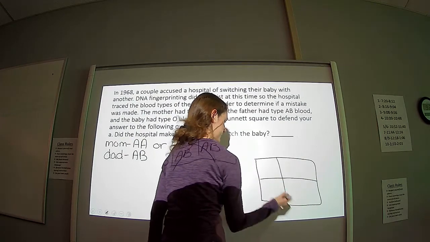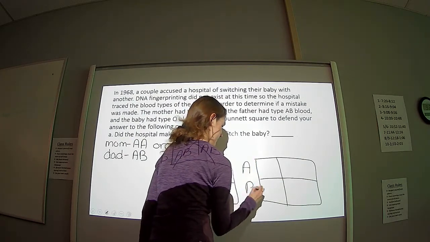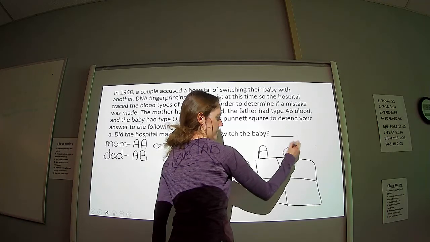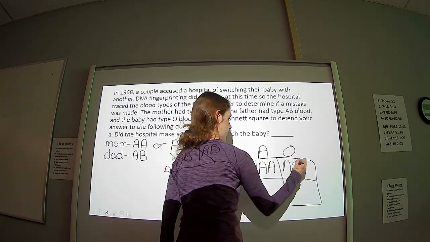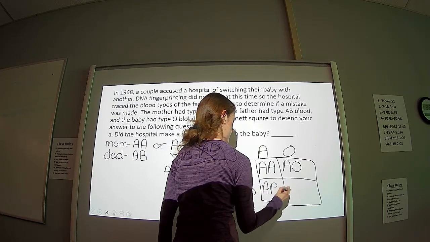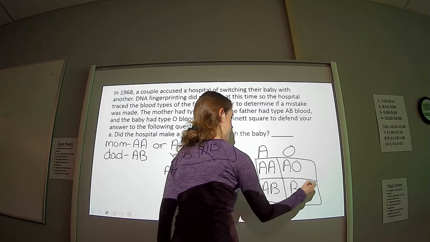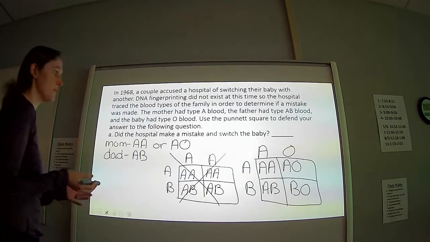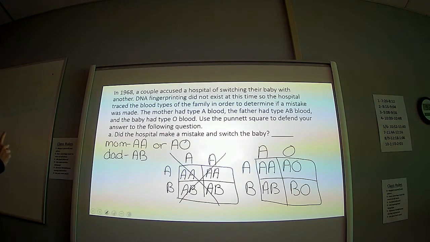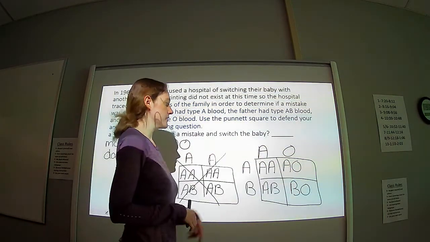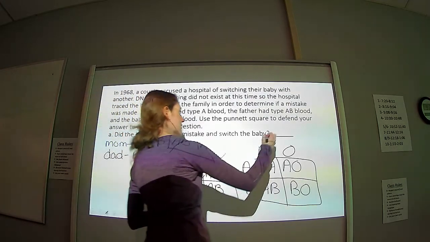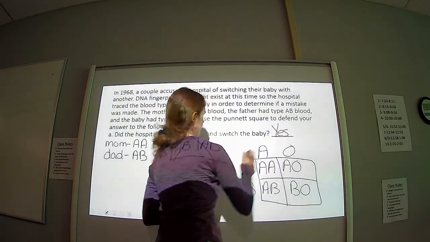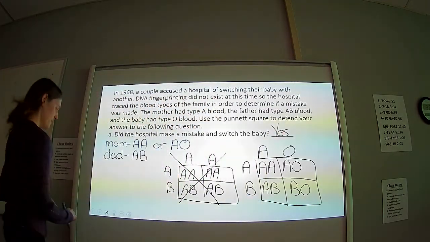The next one. My dad in here. Maybe mom was heterozygous. So that would be AA, AO, AB, BO. I do have some O's popping up there, but remember O is going to be a recessive blood type. So in looking at this one, this would have been blood type A, this one would have been blood type B. So did the hospital make a mistake and switch the baby? Yes, they did. That would be terrible, wouldn't it?